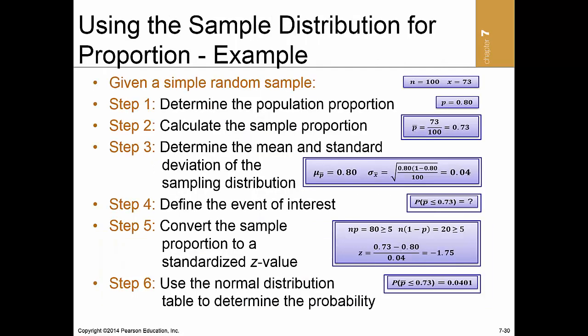Here's a simple random sample with n equals 100 and x equals 73. The population proportion is 0.80 and the sample proportion is 73 over 100, 0.73. So the mean here is 0.80 and the standard error, or the standard deviation of the sampling distribution, is 0.04. Our event of interest is the probability such that p-bar is less than or equal to 0.73. So we standardize the z-value, which we get as negative 1.75, and use the normal distribution table or Excel to determine the probability. The resulting probability is 0.0401.